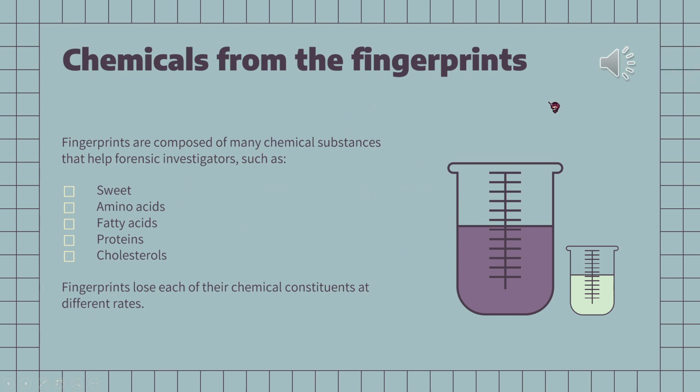So here are the chemicals from the fingerprints. Fingerprints are composed of many chemical substances that help forensic investigators to further identify the fingerprints, such as sweat, amino acids, fatty acids, proteins, and cholesterols. Fingerprints lose each of their chemical constituents at different rates.